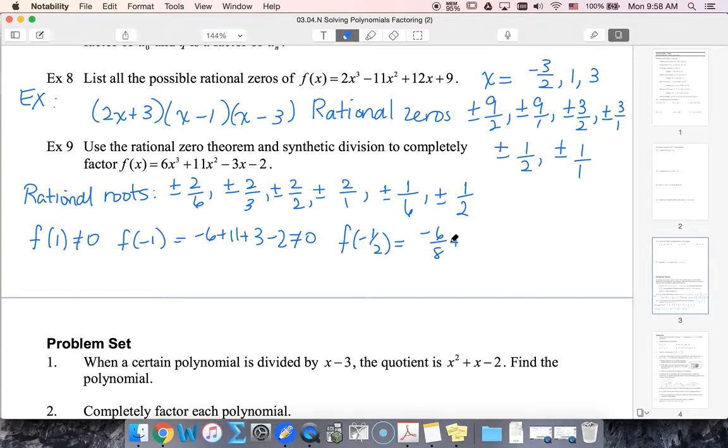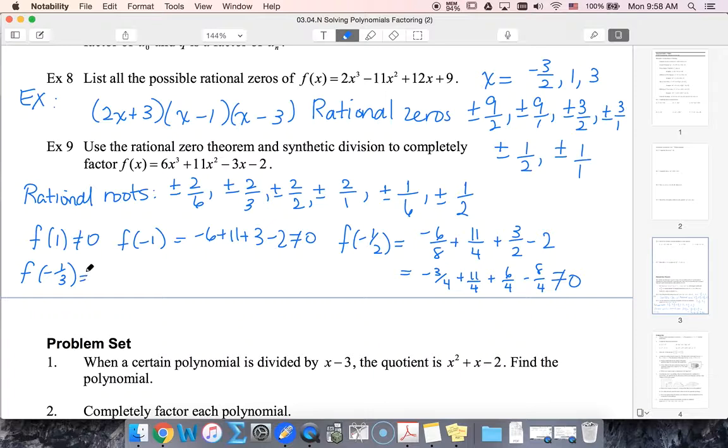-6/8, and then I would have 11/4 minus 3/2 minus -3/2, so plus, and then -2. So this is going to be -3/4 plus 11/4 plus 6/4 minus 8/4. So that's -11, and this is +17, so that does not work either. Oops, that was true, but it does not equal 0. All right, I'm going to try -1/3.